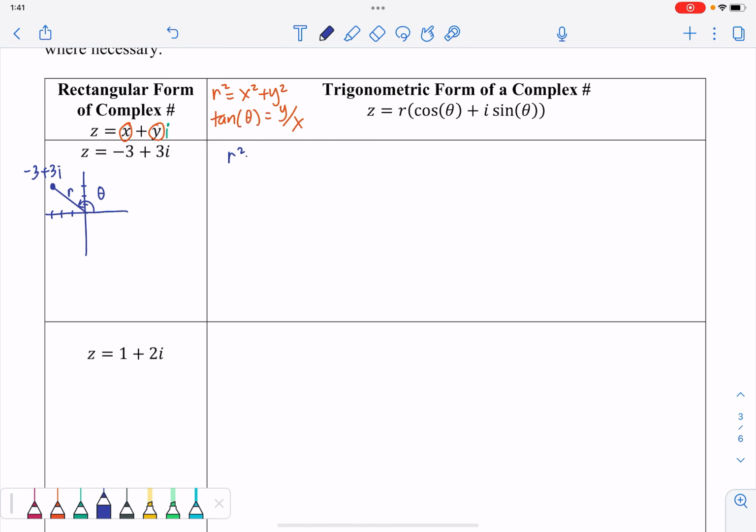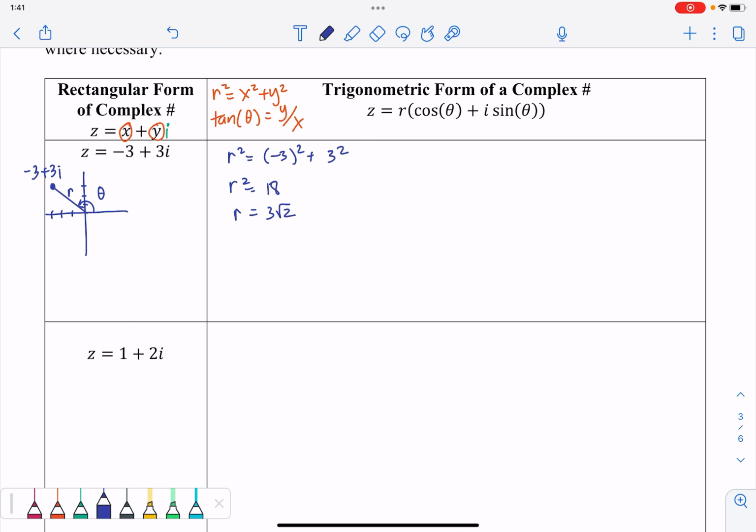So I'm going to have r squared equals negative 3 squared plus 3 squared. r squared is 9 and 9 is 18, so r is 3 root 2. I'm just taking the square root of 18 there. All right, r has to be positive because it's a length.